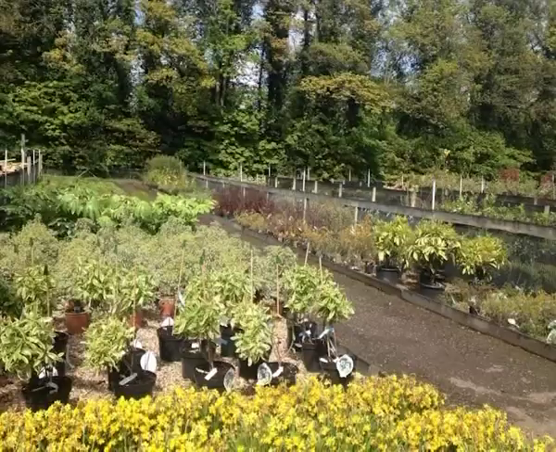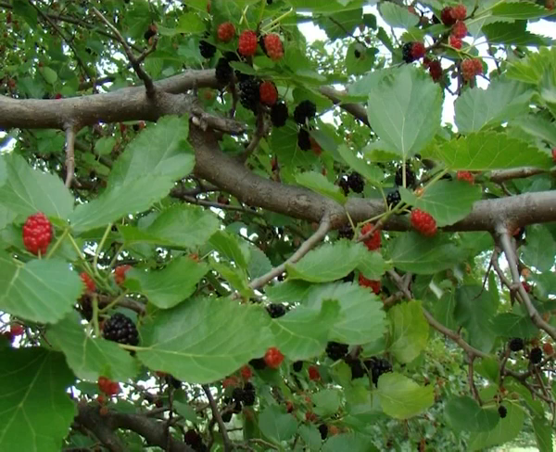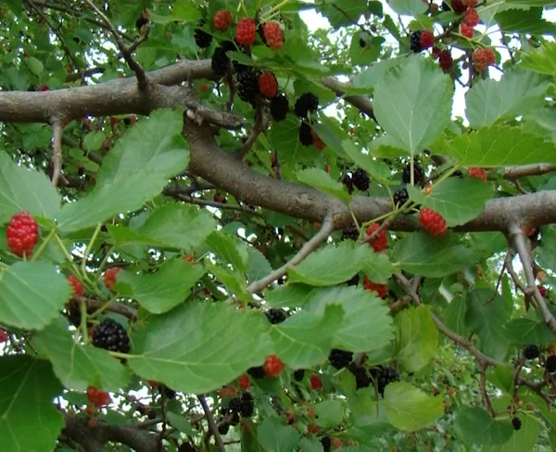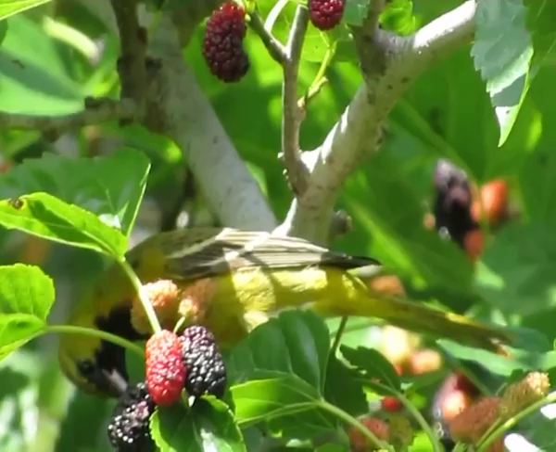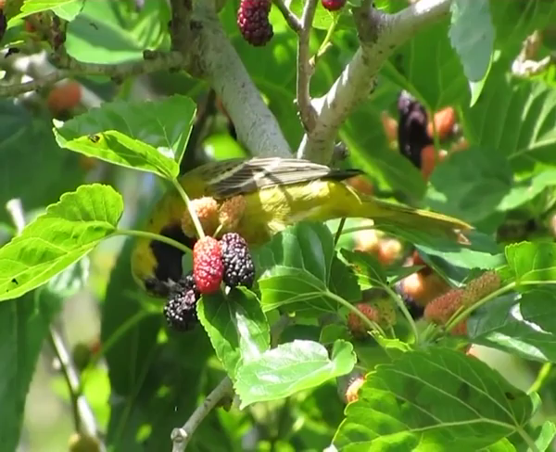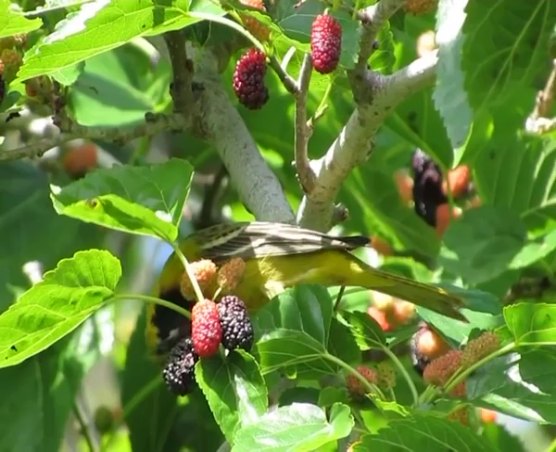Subsequently, a large number of new species, new varieties and forms have been described from different parts of the world. Today, Morus comprises about 68 species distributed both in tropical and temperate agroclimatic conditions. However, the identity and nomenclature of the species of Morus is so confusing that the number of species growing in the world keeps fluctuating. The species of Morus, being highly heterozygous and unisexual plants, produce a number of natural hybrids with many intermediate forms, which create difficulties with regard to their correct taxonomic delineation.